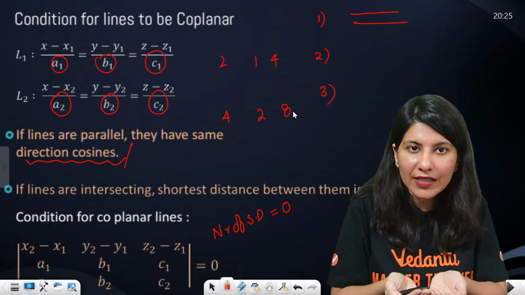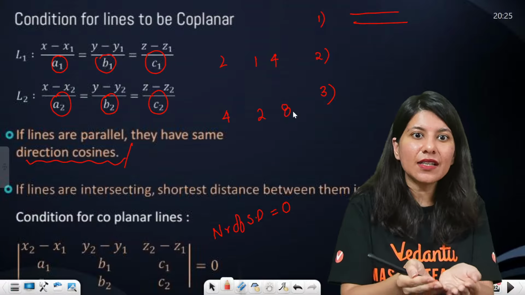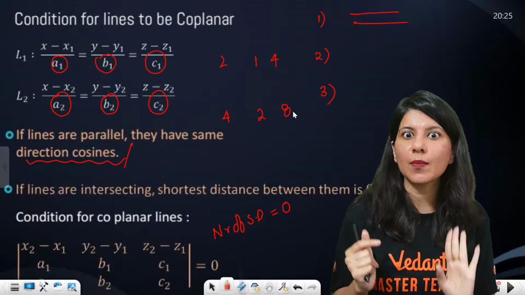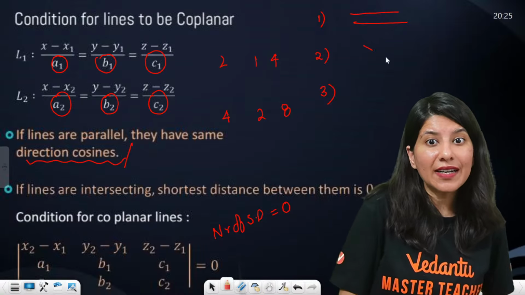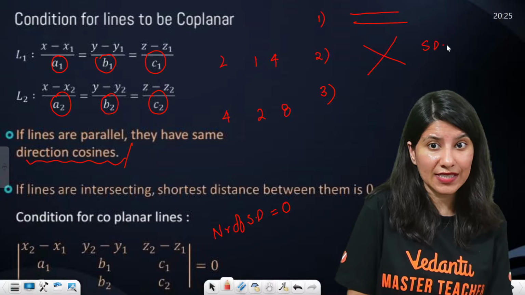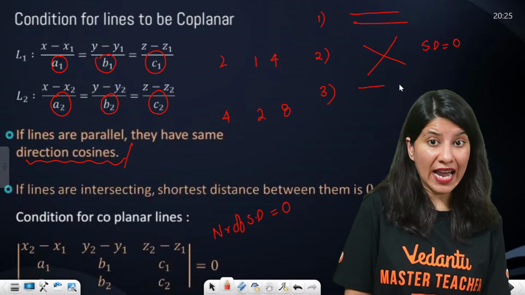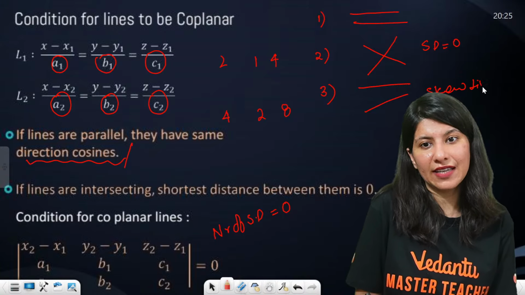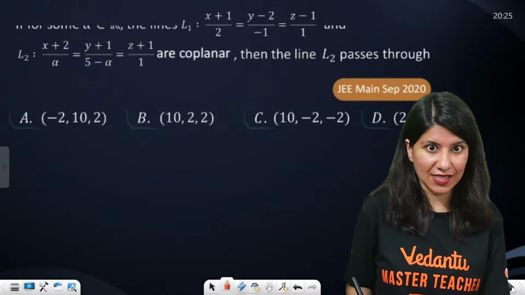Both are parallel vectors. So the moment you see the line, it should click instantly. Okay, these two lines are parallel. But if they are not parallel, then they might be intersecting. Intersecting means coplanar, so shortest distance equals 0. And if they are not parallel and not intersecting, they are skew lines. For those, they will ask you to calculate the shortest distance, okay?